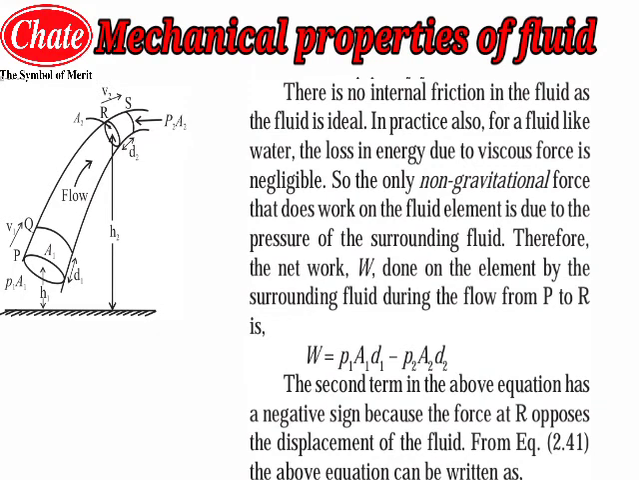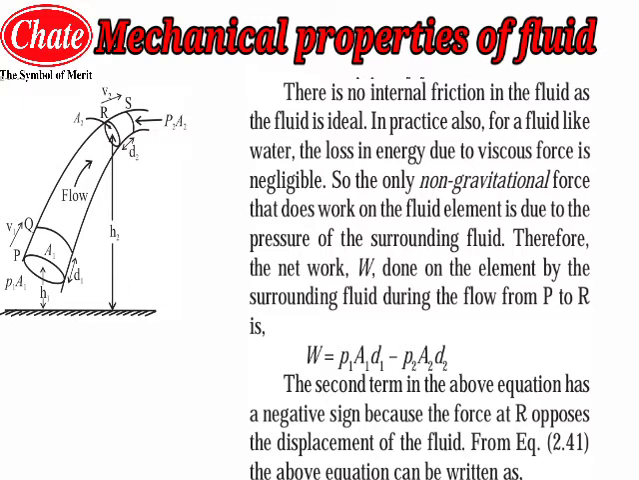Thus, there is no internal friction in the fluid, as the fluid is ideal. In practice also, for a fluid like water, the loss in energy due to viscous force is negligible. So the only non-gravitational force that does work on the fluid element is due to the pressure of the surrounding fluid. Therefore, the net work W done on the element by the surrounding fluid during the flow from P to R, as you can see in the diagram, will be given by W equals P1A1d1 minus P2A2d2.